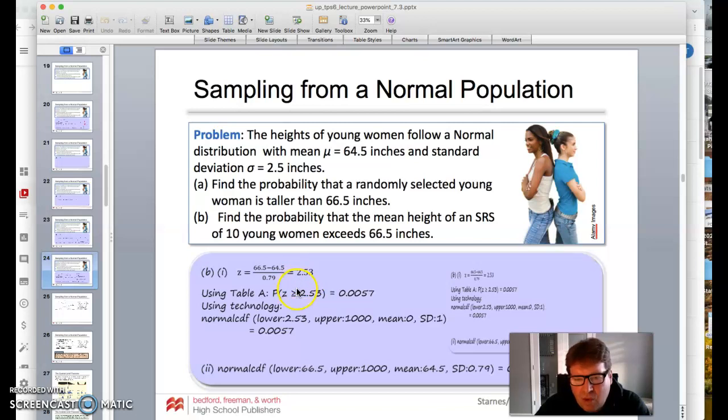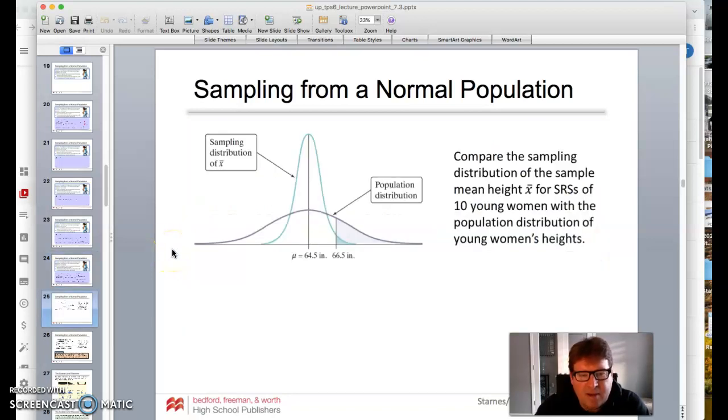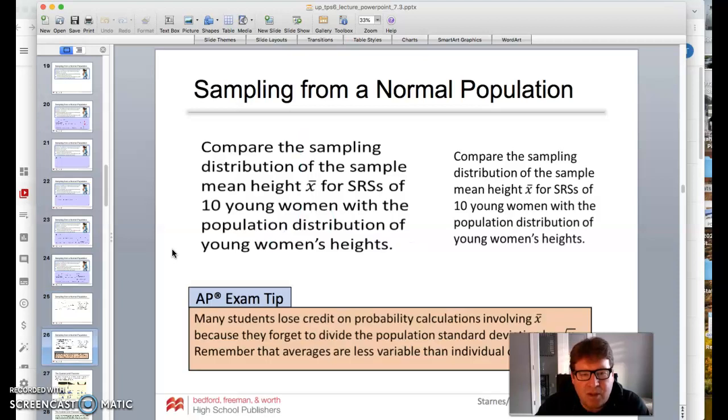All right, so of course, what we're seeing is we'd have to find that it's bigger than, so we take 1 minus the probability, and we have 0.0057. Okay, so not quite as likely there. So compare the sampling distribution of the sample mean of 10 young women with the population distribution. You see the difference: we get a little bit different curve, still normal, but just a little bit different.